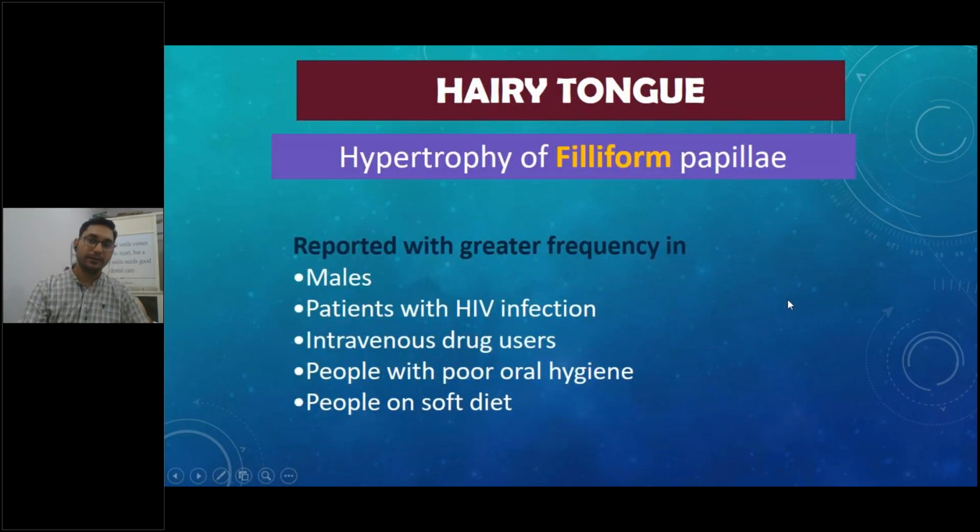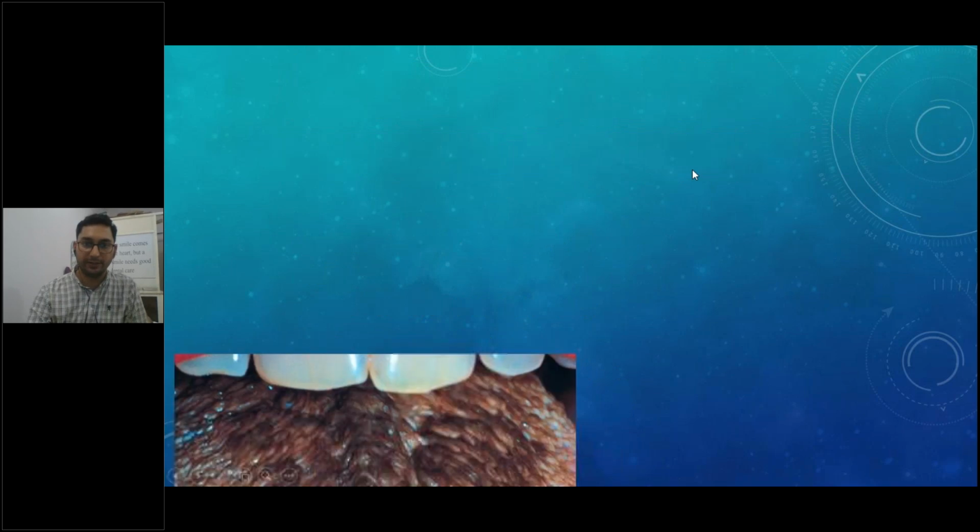Right, so next, we are about to end today's lecture. We're reaching the last topics of the lecture. Next is hairy tongue. As I told you, again hypertrophic filiform papilla. Hairy tongue will appear like this.